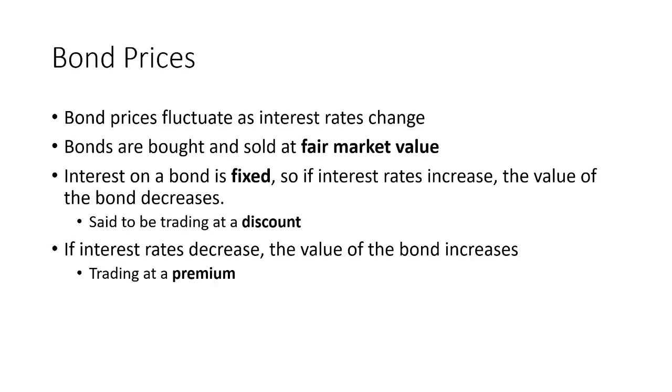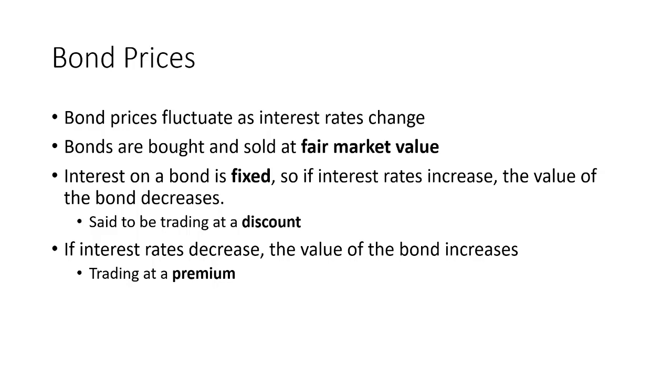Bond prices fluctuate. They go up and down as interest rates change. Bonds are bought and sold at what's called fair market value. The interest on a bond is fixed. In other words, if the bond is 5% when you get it, it's going to be 5% when it matures, no matter what the market interest rate is. If interest rates become greater than the interest on a bond, the bond's value decreases, it goes down, and it's said to be trading at a discount.